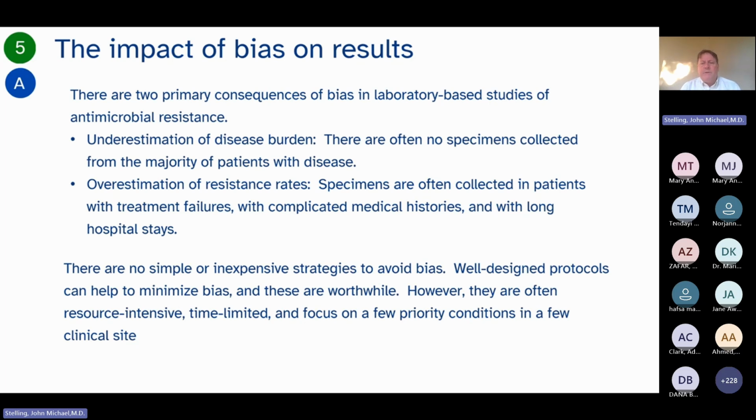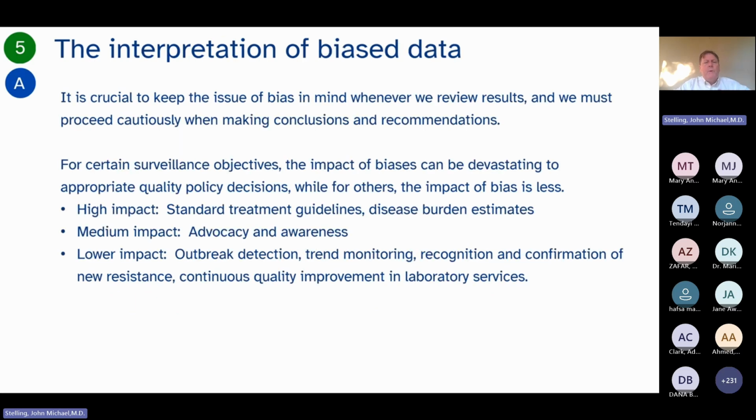In a high resource country, we do a lot of sampling, so hopefully the biases are less, but they're still there. In a low resource country or a low resource setting, often we only get samples from the most difficult patients, so the results can be highly biased. So the numbers are small and the numbers are biased. So what can we do? It is crucial to keep the issue of bias in mind whenever we review results, and we must proceed cautiously when making conclusions and recommendations.